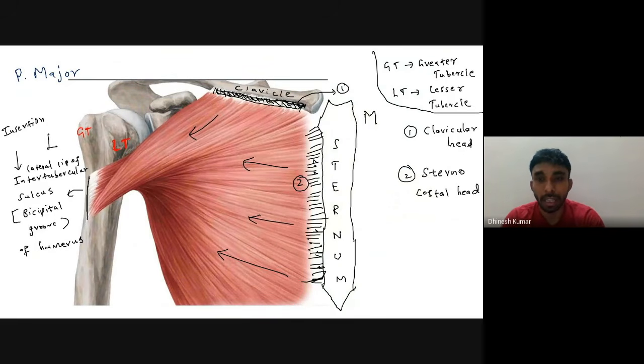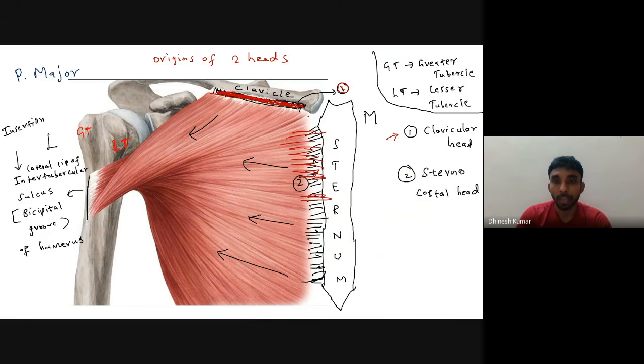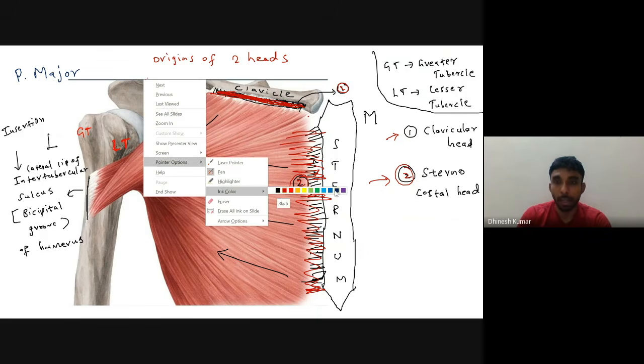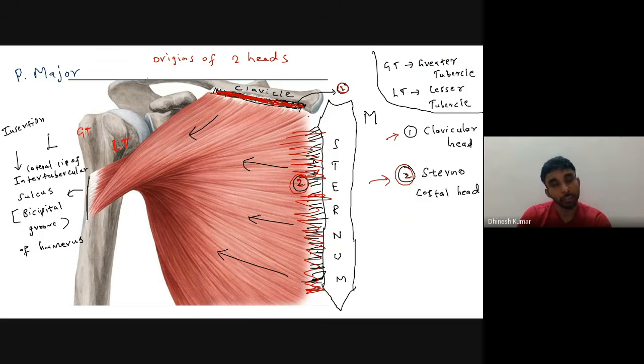So in this diagram, you are seeing the origin of two heads of pectoralis major. What are the two heads of the pectoralis major? Right now I am marking in red color: this is the clavicular head, number one, clavicular head of pectoralis major. And right now I am marking the sternocostal head, number two, sternocostal head of pectoralis major. So these are the two heads of origin of pectoralis major.